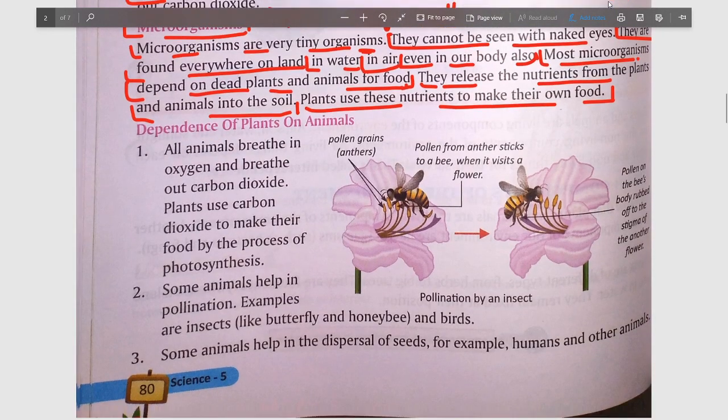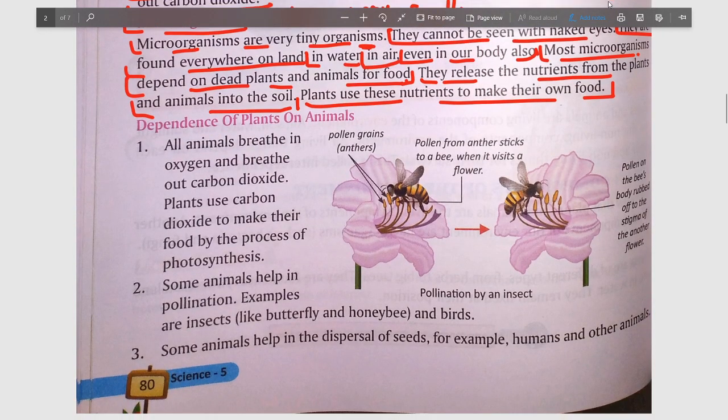Now we will talk about the dependence of plants on animals. Dependence of plants on animals. Now, if I say dependence of plants on animals, what does it mean? It means how plants depend on animals. How do plants depend on animals?